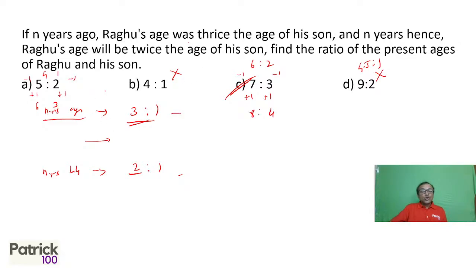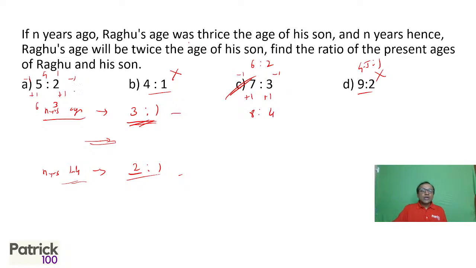So n years ago it was 3:1, n years later it is 2:1. Now it is somewhere between these two values. Sometimes you can directly eliminate 3 options, you get the answer directly. In this case, I know that 4:1 and 9:2 is not possible. These two options are gone. You're left with 5:2 and 7:3.